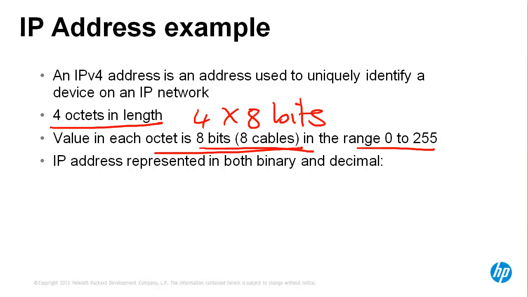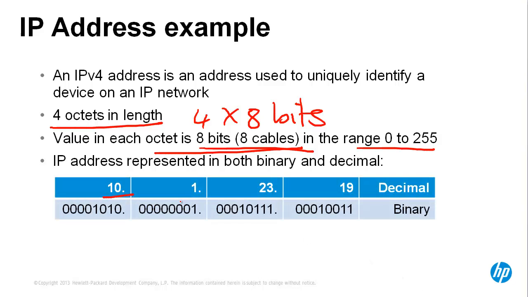IPv4 addresses can be represented in both binary and decimal format. So here's an example, 10.1.23.19 is the decimal representation of an IP address. That can be represented as follows. 4 binary zeros followed by 1010 is the binary equivalent of decimal 10.